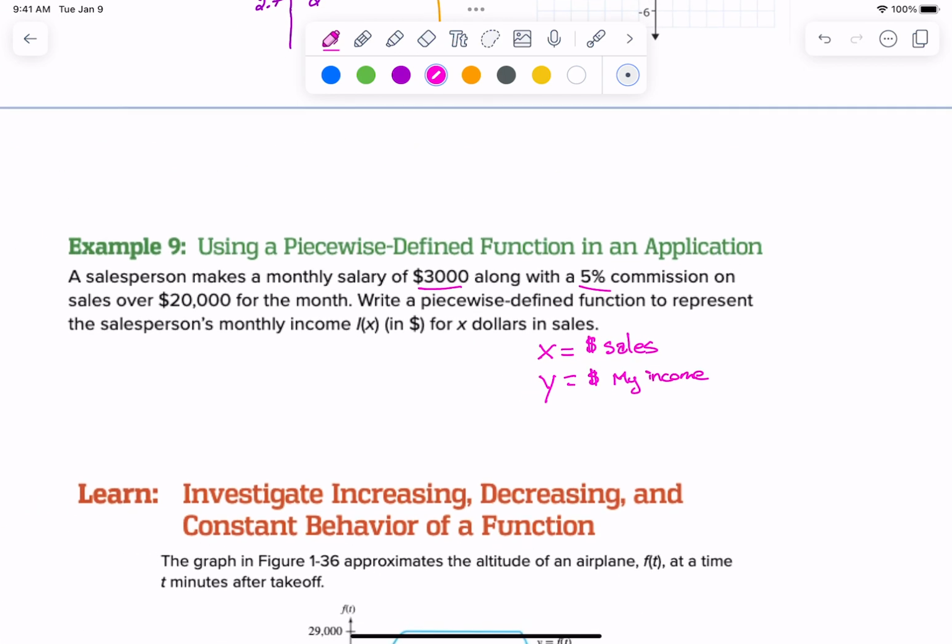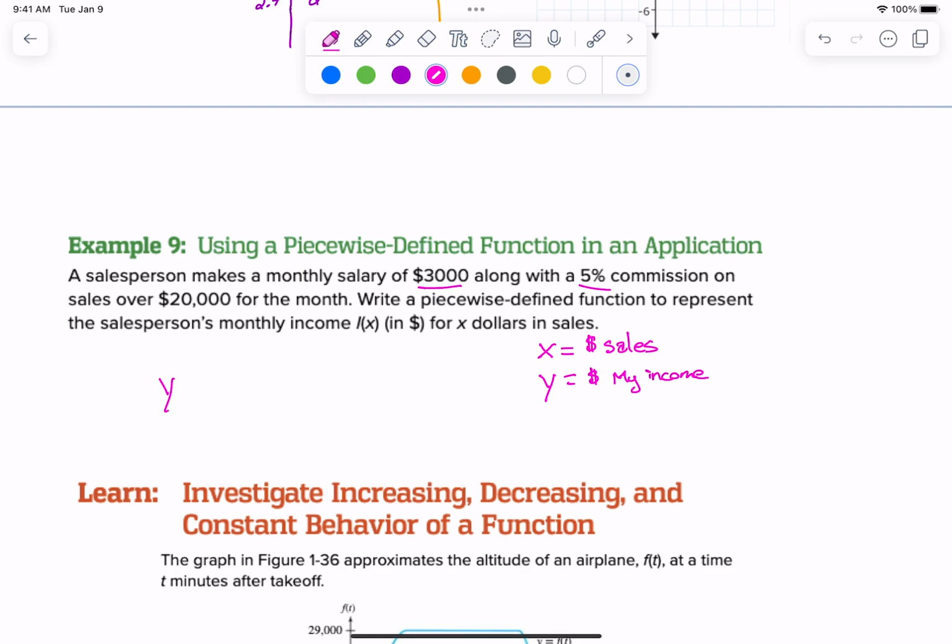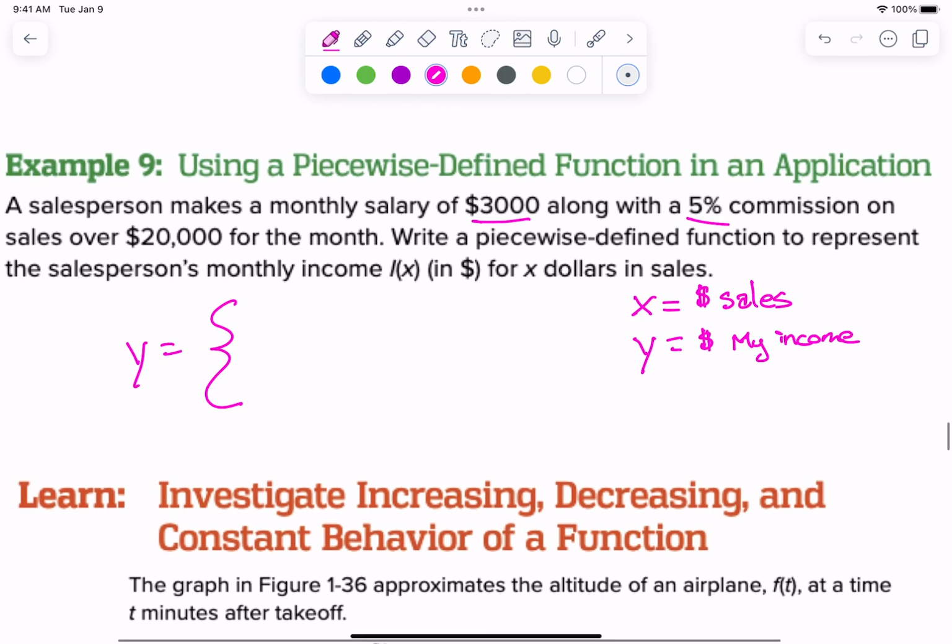Okay, got it? So when we make this a piecewise function, we have Y equals, and we have two different levels. No matter what, she's making $3,000. And if she sells less than $20,000 for the month, she's only making $3,000, right? So when I go over here to write my domain, if I'm selling less than or equal to 20,000, I'm only making that $3,000. Do you see how that works?